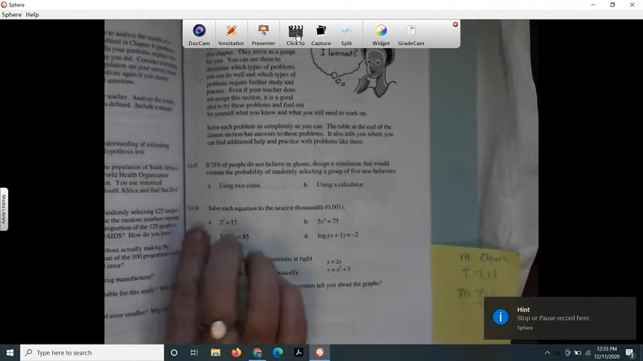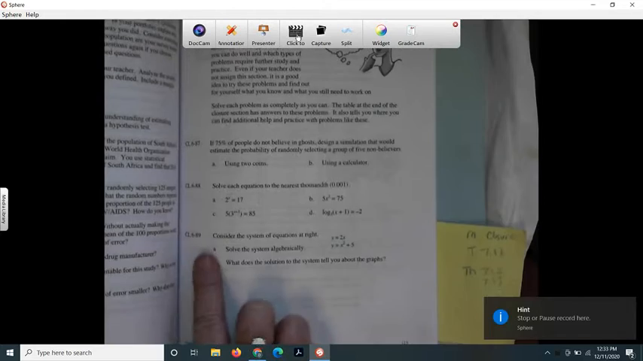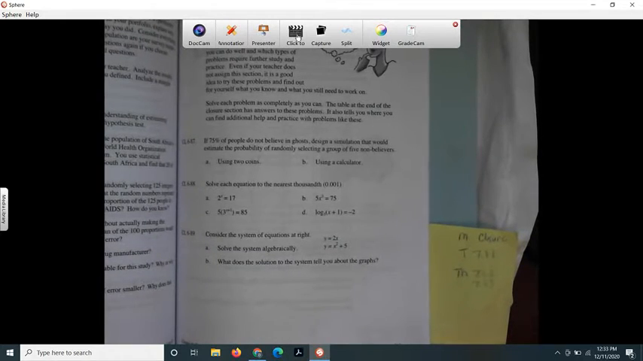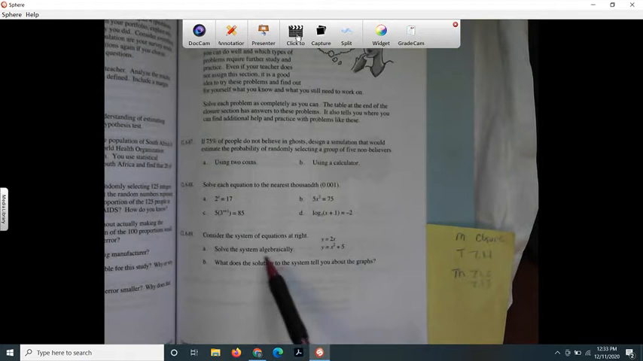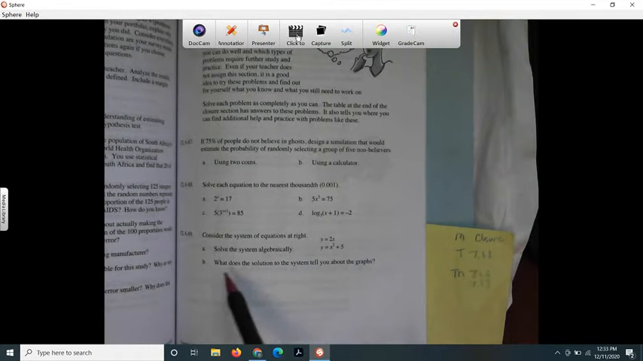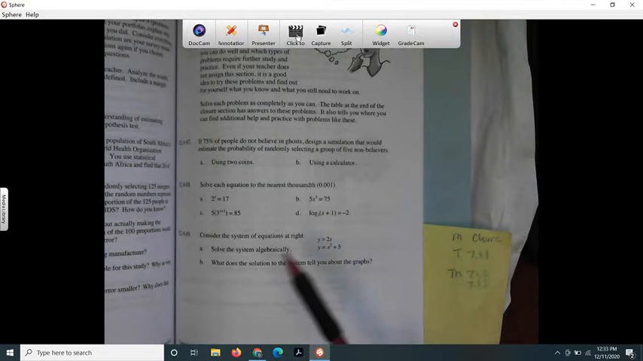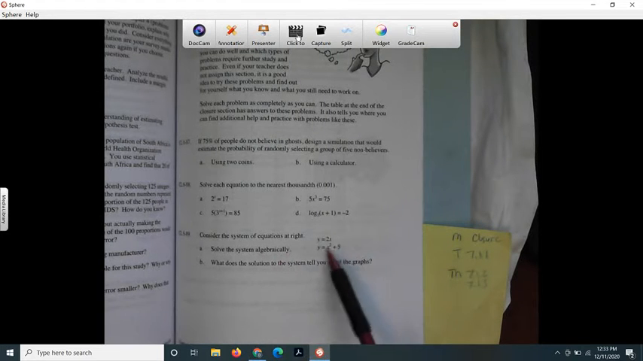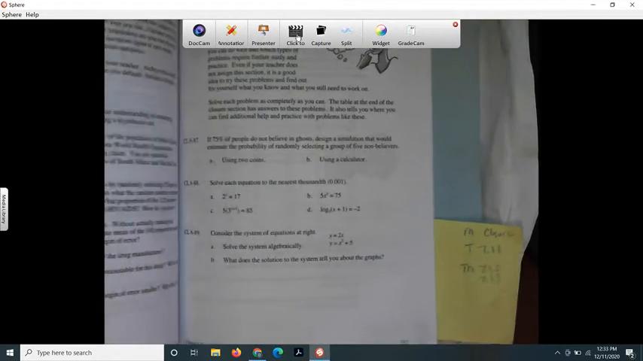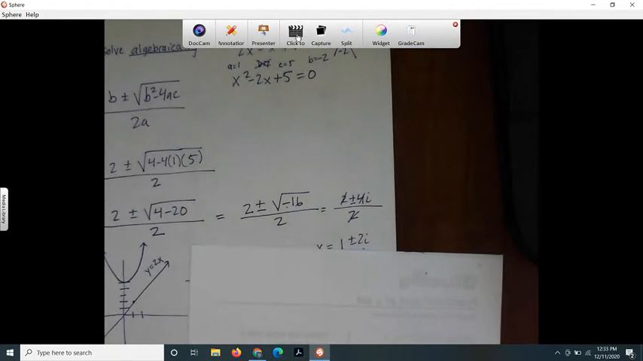Here's Integrated 3, problem 6-89. It says consider the system of equations at right. Solve the system algebraically. What does the solution to your system tell you about the graphs? So to solve it algebraically means you have to do something with the numbers and you have to show some work.